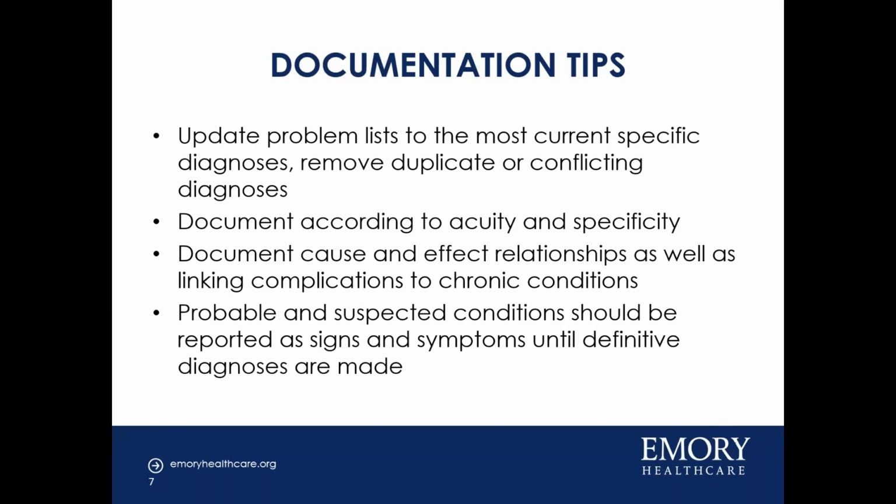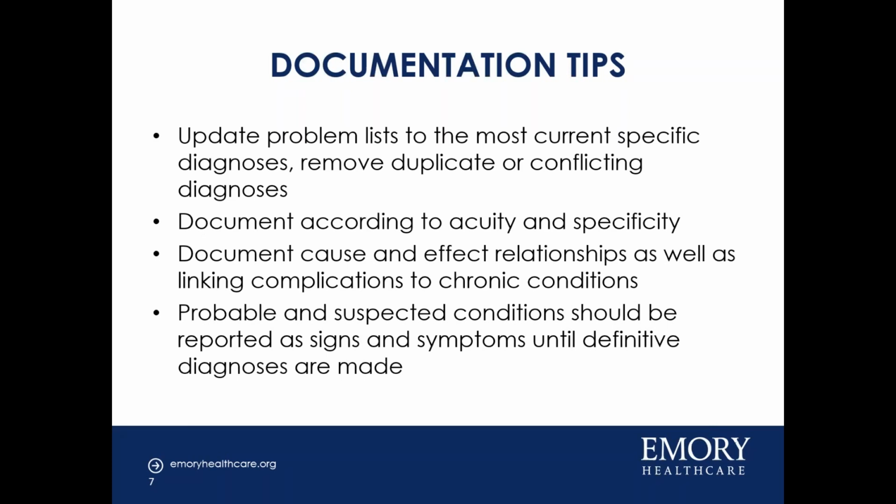And one of the things I'd like to leave you with are documentation tips. You should always update the problem list to the most current specific diagnoses. Remove duplicates or conflicting diagnoses. I've seen examples where diabetes without complications was in the problem list, and also diabetes with peripheral neuropathy. Well, you know, it's got to be one or the other, and I would assume that if a patient's already progressed to peripheral neuropathy, you would want to code to the highest specificity.